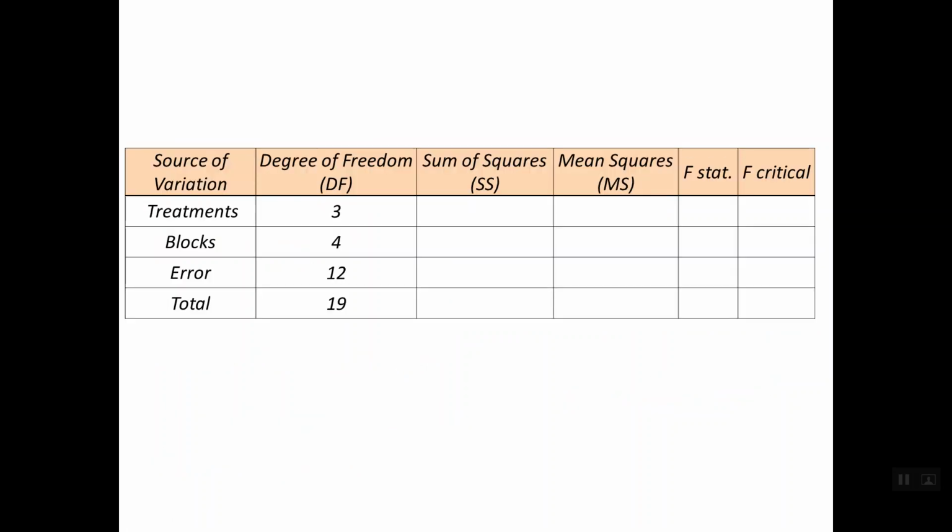Now we can fill in all of these degrees of freedom inside the block design ANOVA table. This is the df for the treatment, this is for the blocks, this is for the error, and this is the total. Now we will calculate the value of the SS, sum of squares.